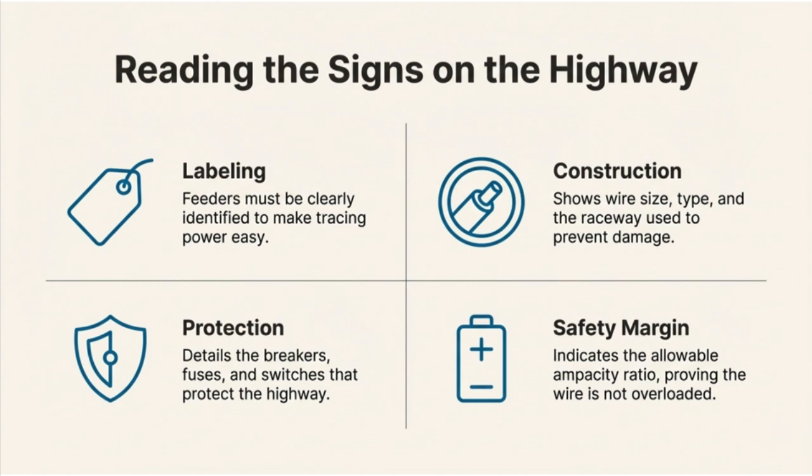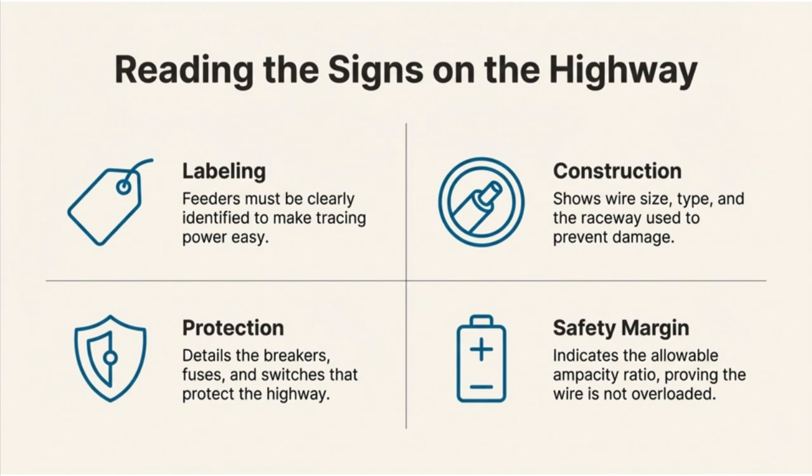In construction, the code requires that feeders be clearly labeled and must indicate conductor size, type, and raceway used to prevent damage. For protection, details of breakers and fuses are identified to protect the highway. This ensures that the conductors are capable of handling the load safely. Proper feeder design prevents overheating and ensures reliable system operation. Check natin lagi ang size ng wire. Hindi pwedeng sakto lang.